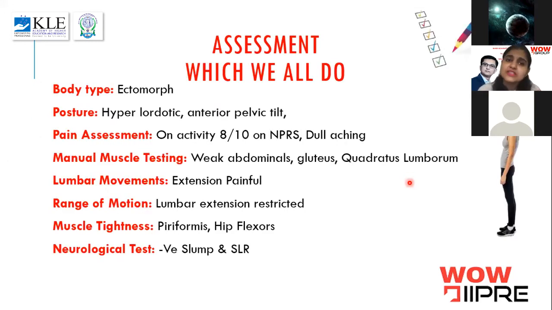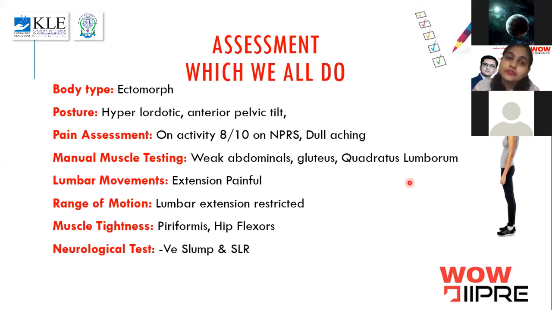Now, in the assessment which we all are doing, we find the body type; her body type was ectomorphic. She had a hypolordotic posture with an anterior pelvic tilt, that is Janda's lower cross syndrome. Her pain was 8 out of 10 on NPRS, a dull aching type of pain. Her MMT had shown weakness of abdominals, glutes, and quadratus lumborum.